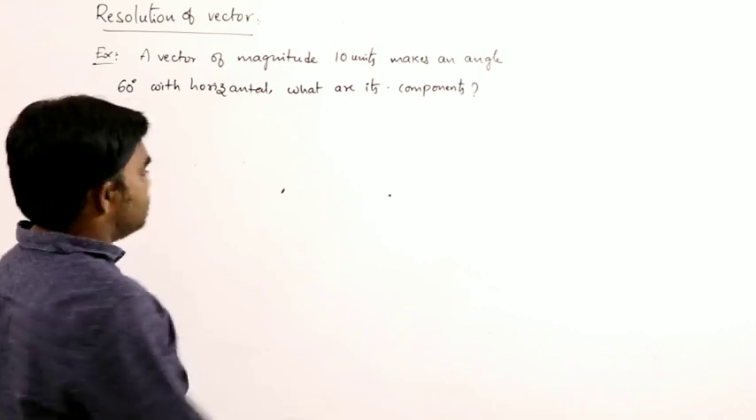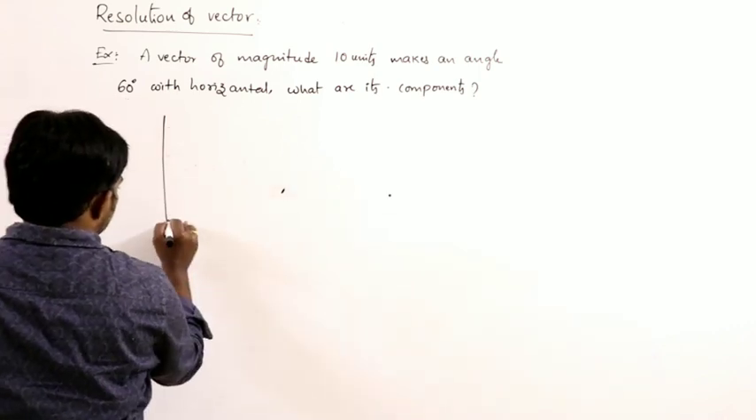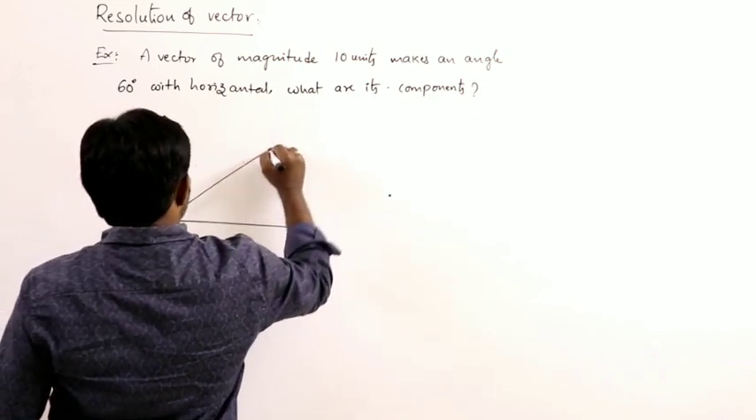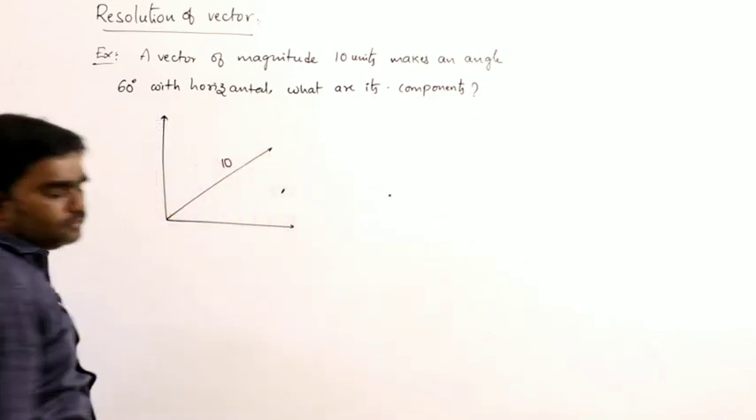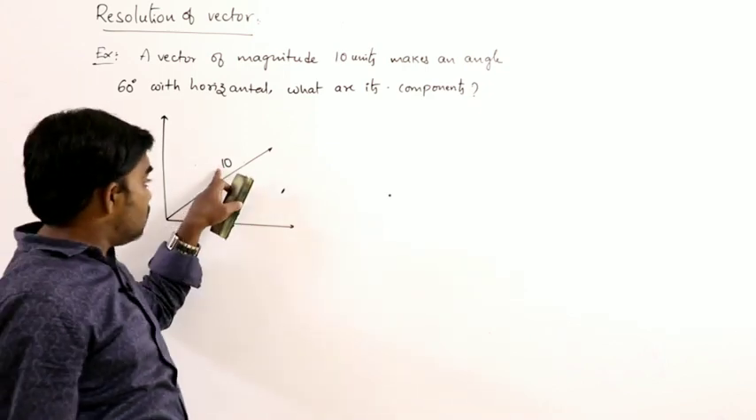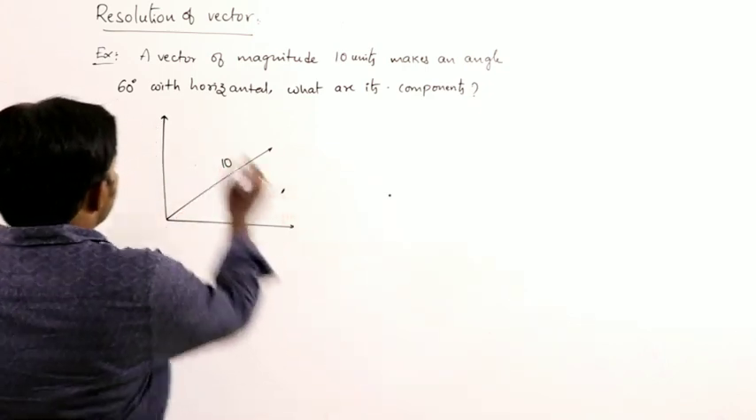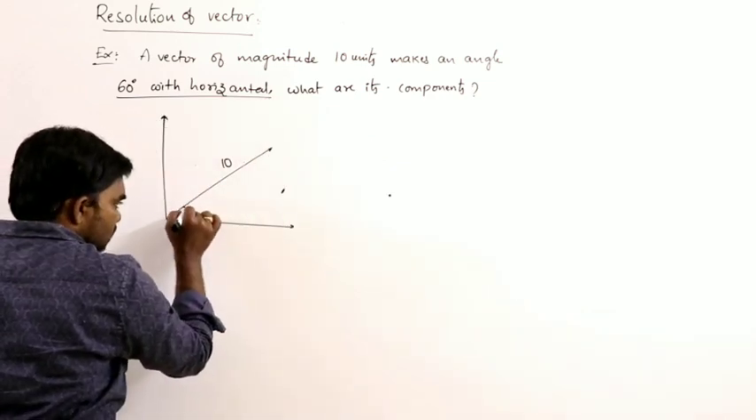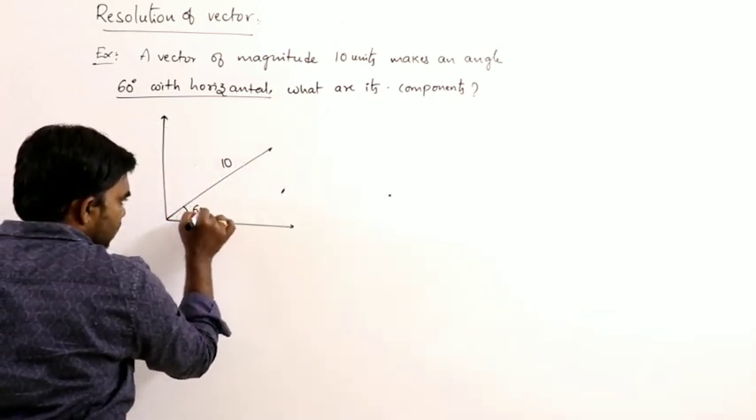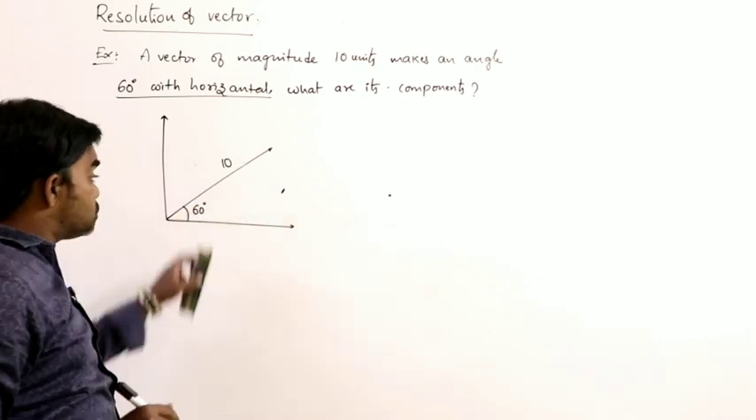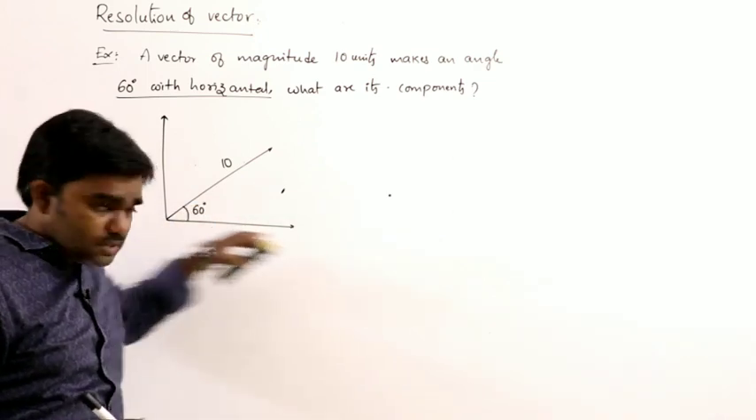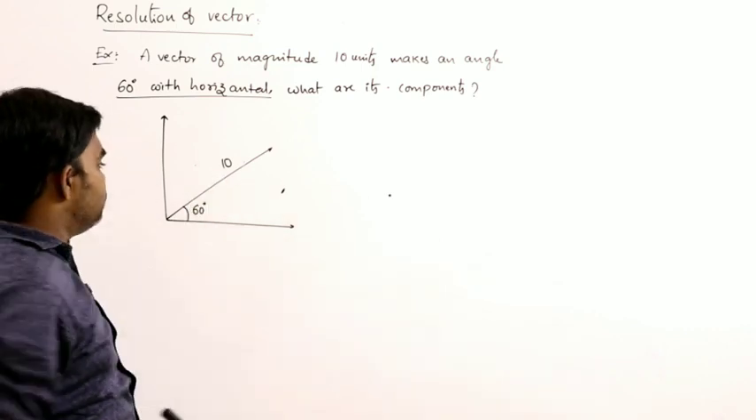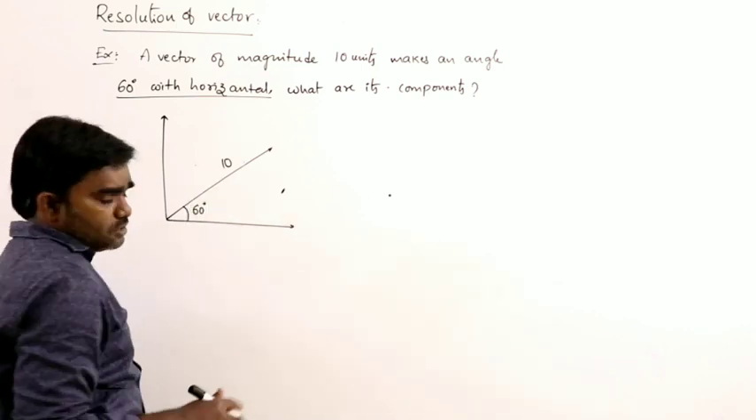What are its components? See here, let us draw the diagram. So this is the x axis and this is the y axis, and let us say this is the vector of magnitude 10. It makes an angle 60 degrees with the horizontal. That's why this is the 60 degrees angle. The given angle is 60 degrees with the horizontal. So this is horizontal. What are its components? Two components.